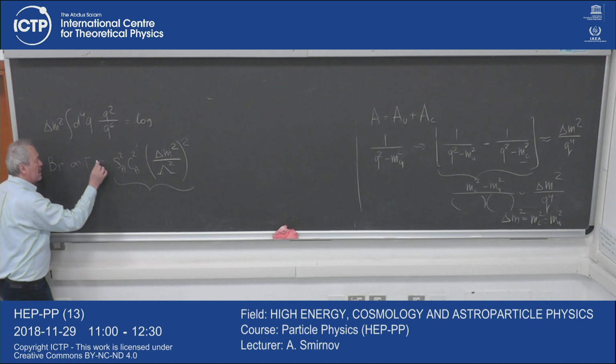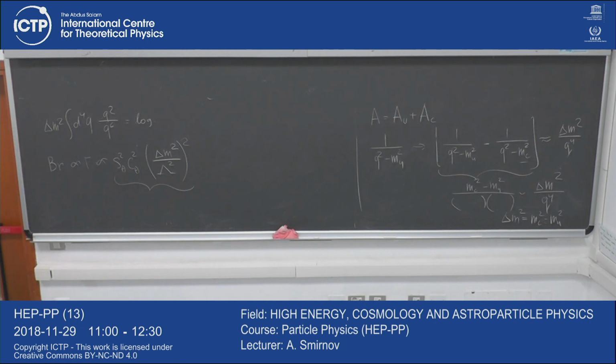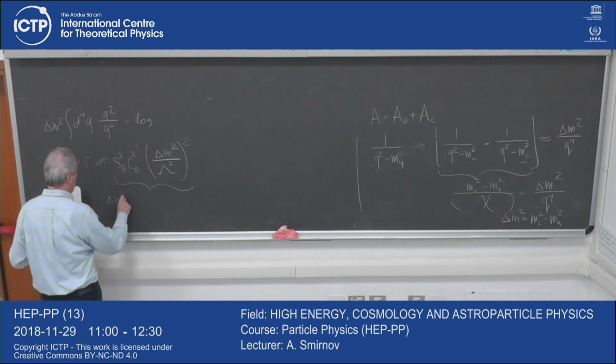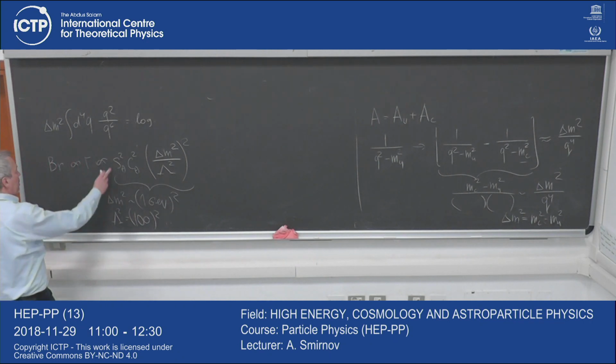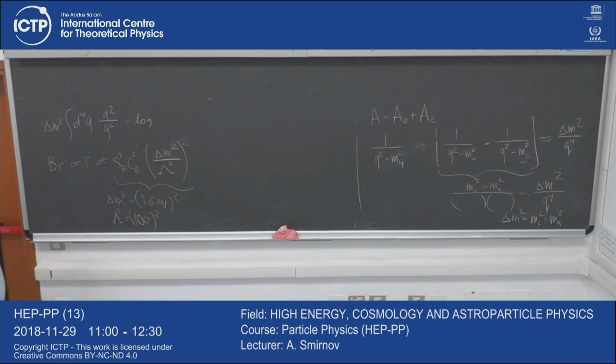Again, I'm not going to put here the proportionality sign, which actually produces enough suppression if delta m squared is say 1 GeV squared of this order, and lambda squared is 100 GeV squared. So in this way, and also taking into account some of these factors, I will get 4 or 5 orders of magnitude additional suppression. And that will fix the problem. So then I will explain the observed value of this decay rate of K0 into mu plus mu minus.